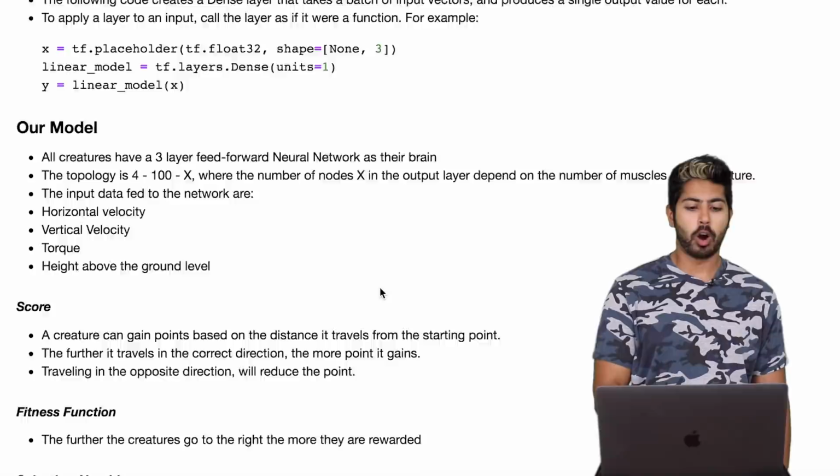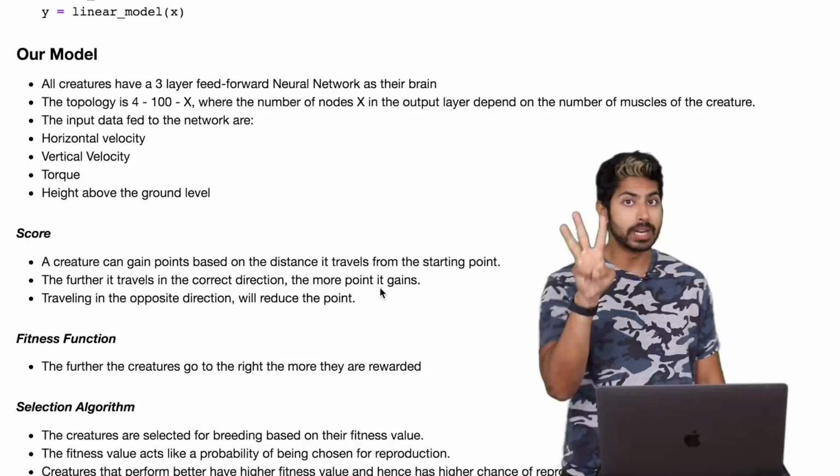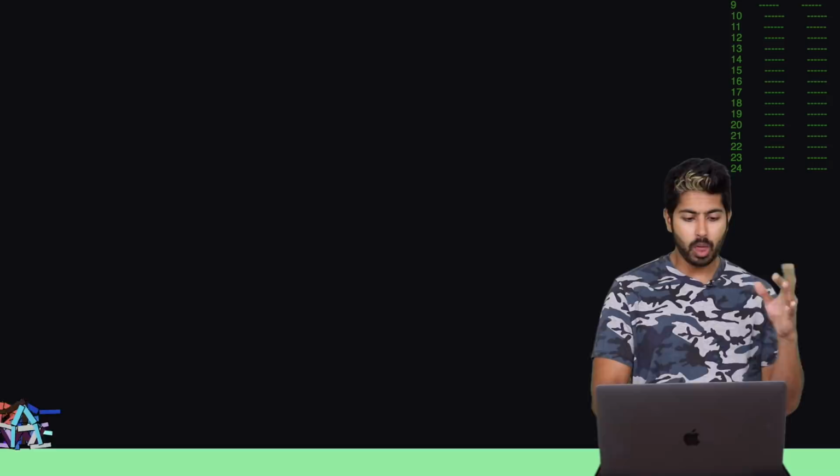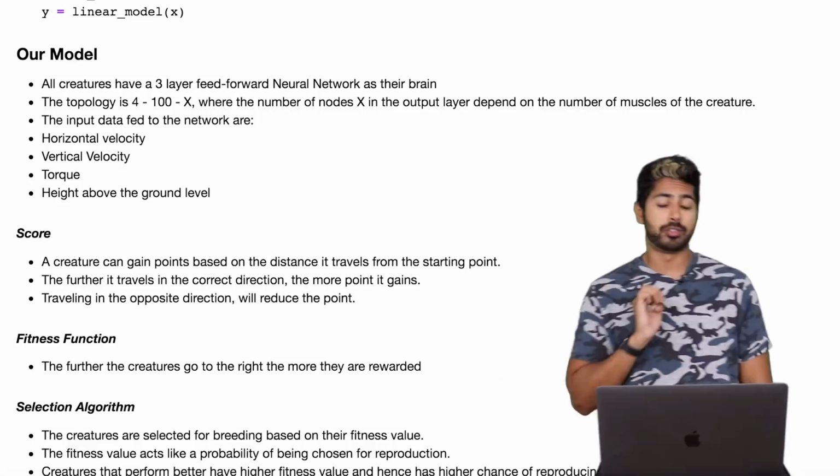In our model, what we're going to have are these creatures. Each of these creatures is a three-layer feed-forward neural network. That's their brain that we see right here. There's a bunch of creatures. Right now in this generation, there's only one, but if I refresh, we're going to get a lot more. That's a lot of creatures, right? Each of them has their own neural network.